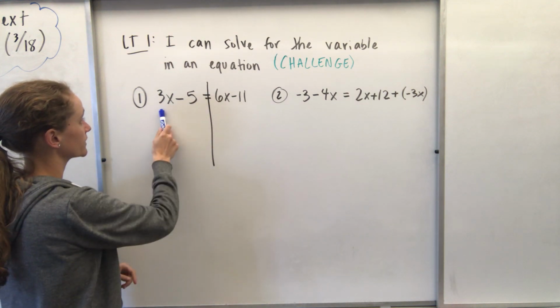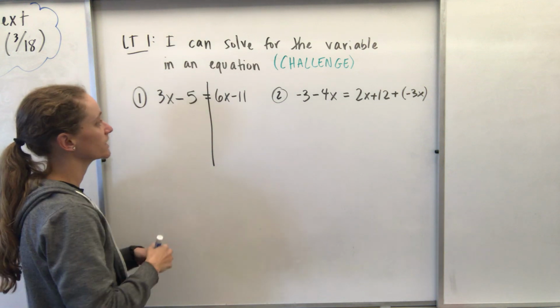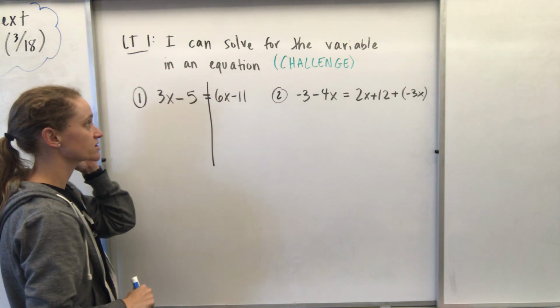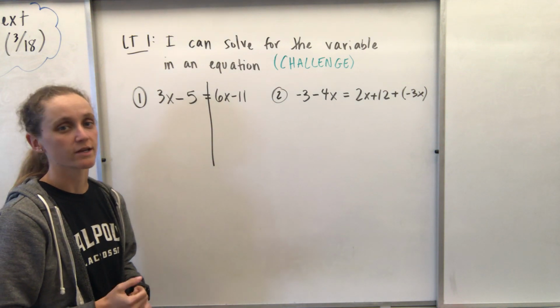So here I have 3x minus 5 equals 6x minus 11. And we haven't done problems yet where we have x's on both sides, but we're still going to solve it the same way we've been solving problems. We just have one extra step.